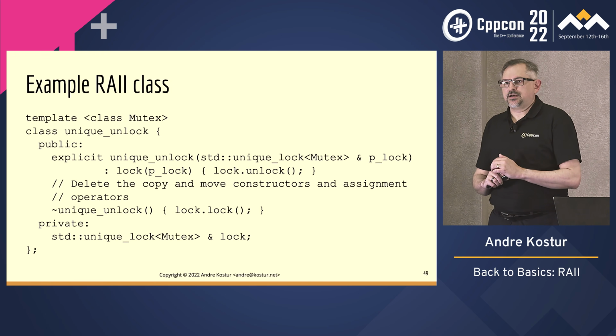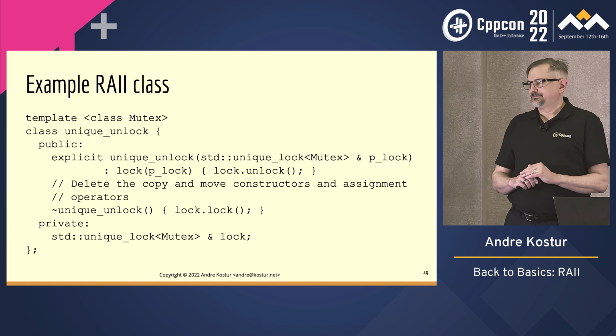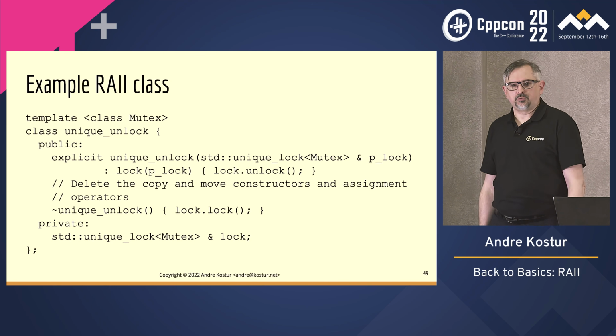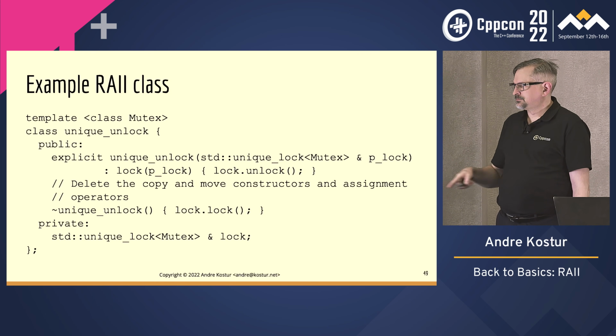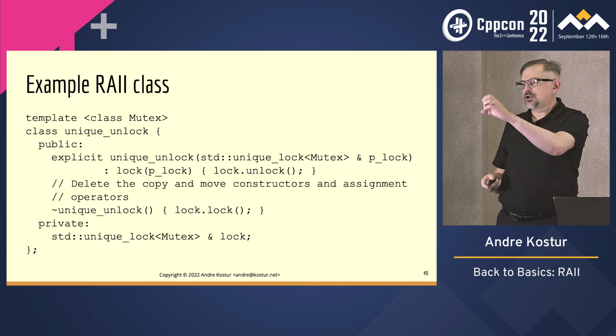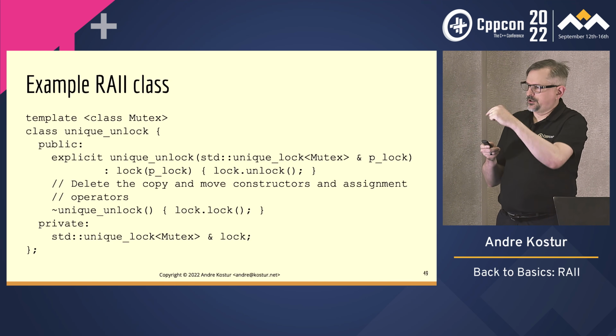An example RAII class I have had to write in the past, unique unlock. It's actually the reverse of a scoped lock. I want this thing to unlock a mutex during construction and lock it during destruction. I happen to be using this during a work queue implementation. So I'd have the mutex locked while I was pulling something off of the queue. Then I want to unlock the mutex so other threads can push more things onto the queue.